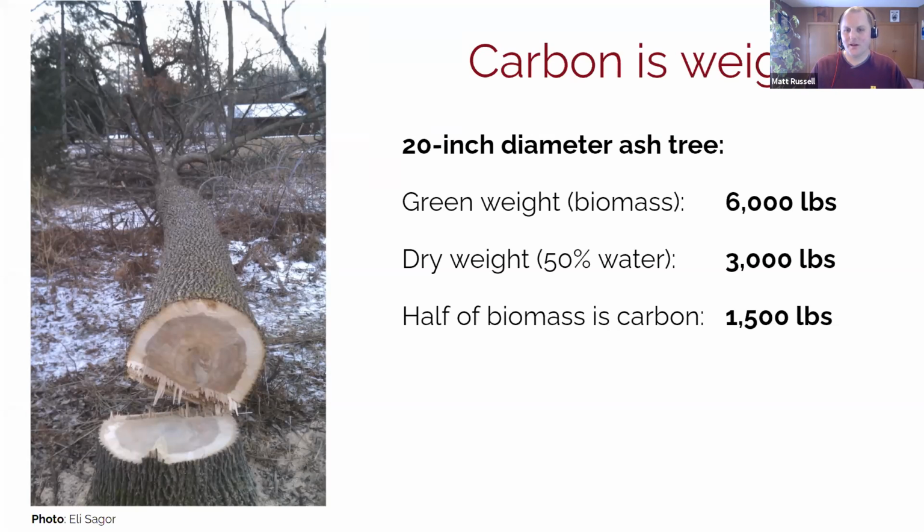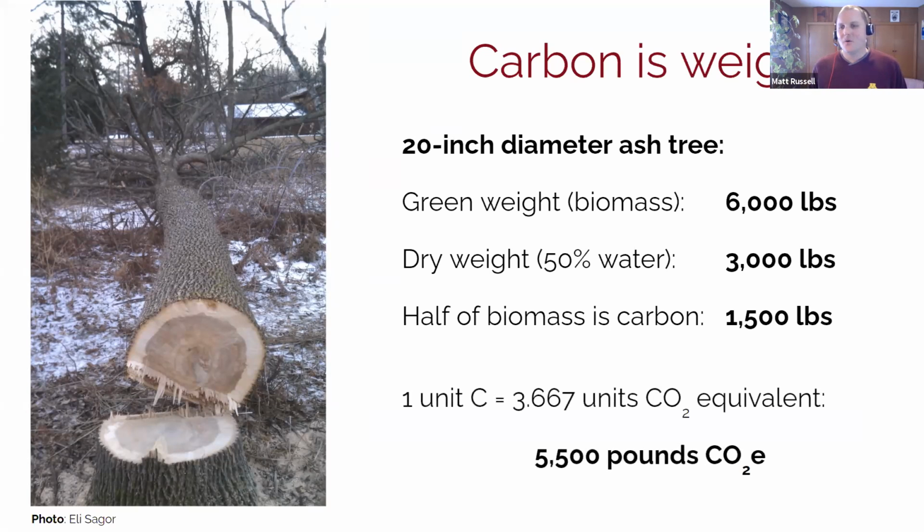Now with wood, half of the biomass of wood is carbon. And so 1,500 pounds is the result. So the amount of carbon in this ash tree is about 1,500 pounds, or about a quarter of the entire weight of the tree. And so when we talk about carbon, that's the weight of the tree. But we can think about what's the equivalent of that in CO2 that it's captured from the atmosphere.